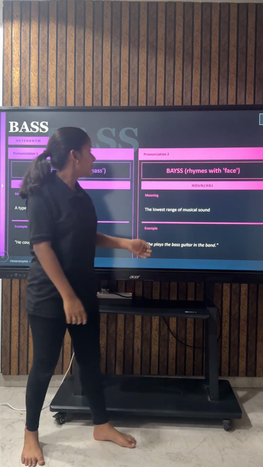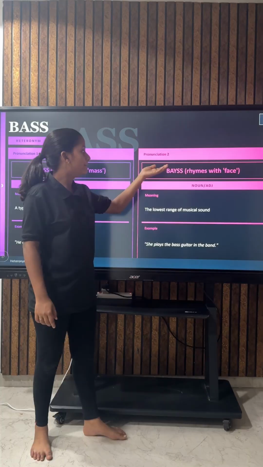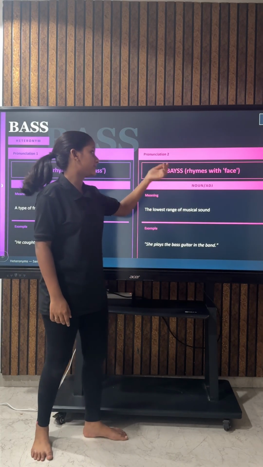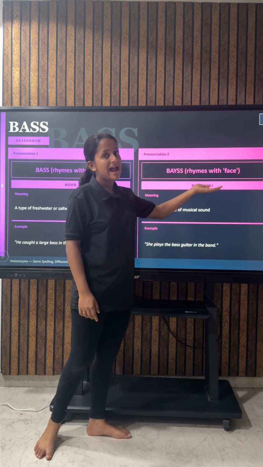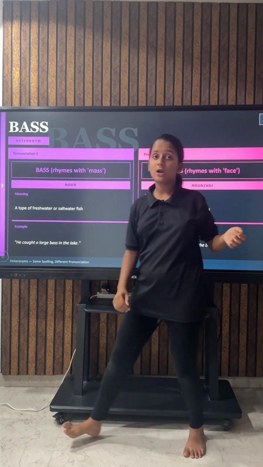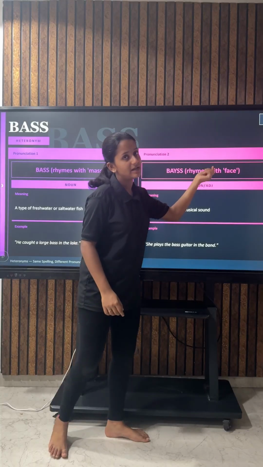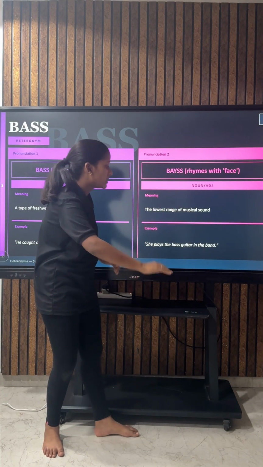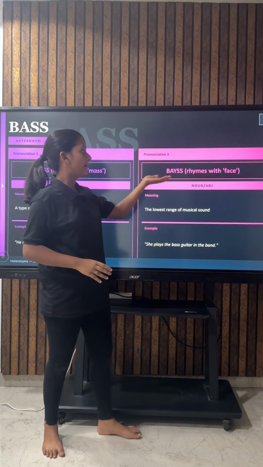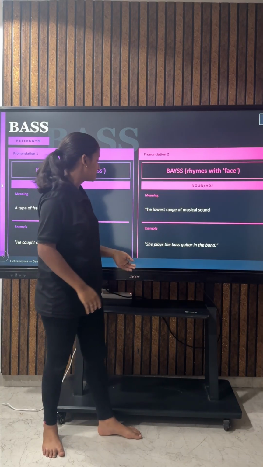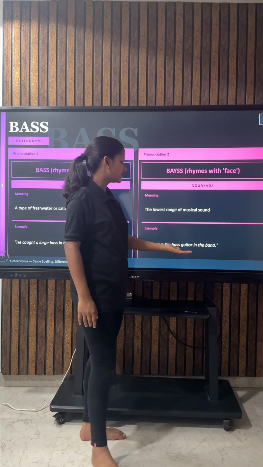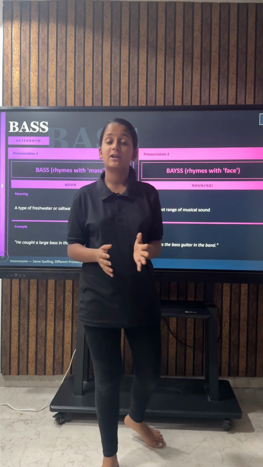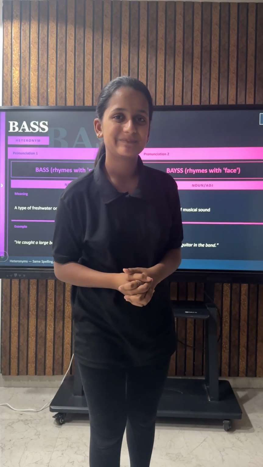Then we have this, which is known as base. Pronunciation 2. It's a noun and an adjective. The earlier one is just a noun, but this is both a noun and an adjective. The meaning is the lowest range of a musical sound, known as bass. Example: she plays the bass guitar in the band. So these were our most important heteronyms.